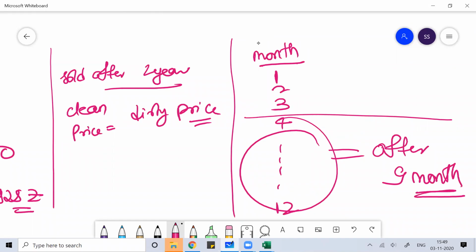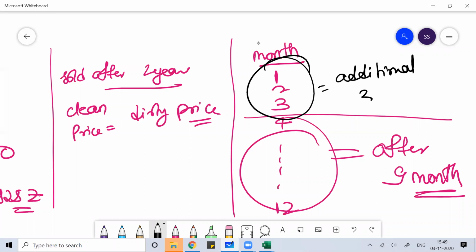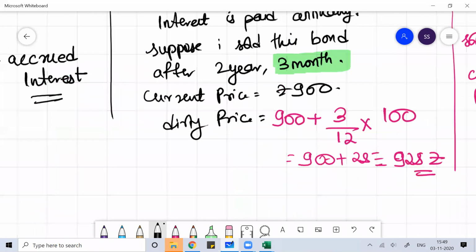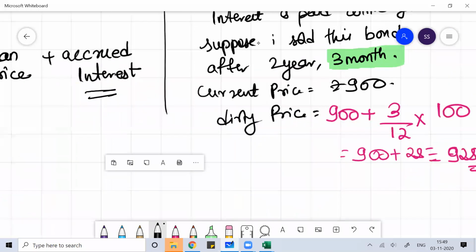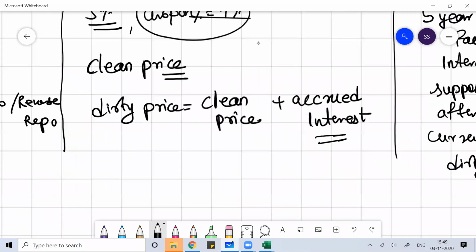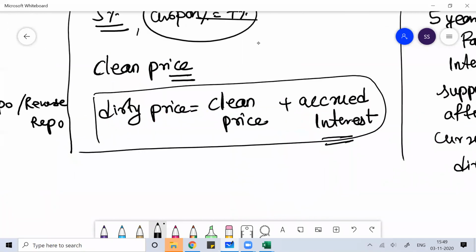And this person who is selling this bond has invested for the additional 3 months after 2 years. So for the additional 3 months he has invested after 2 years, he should get value. And that value he gets is called accrued interest. So this is the logic we follow. The actual trading happens at the dirty price, where dirty price is the clean price plus accrued interest. Remember this logic, okay, everyone.